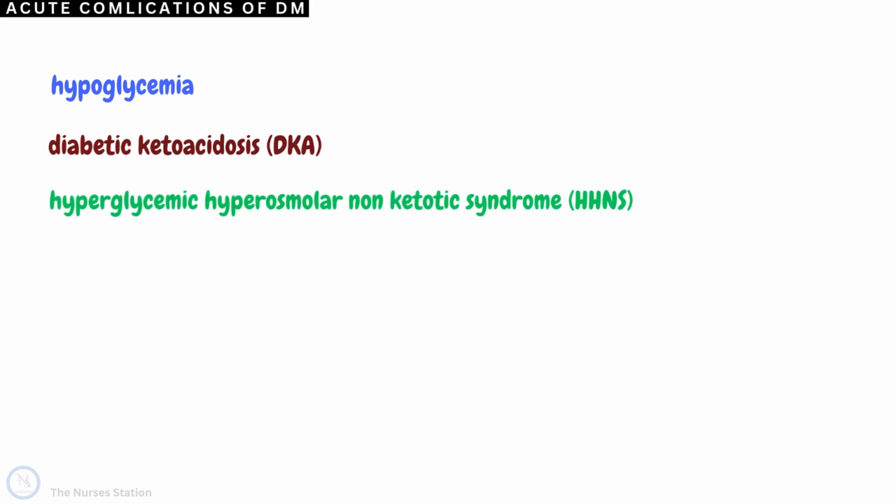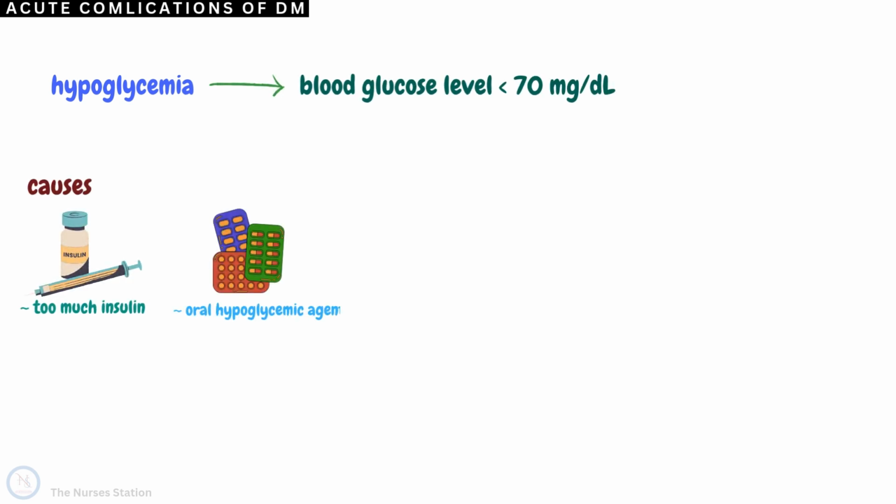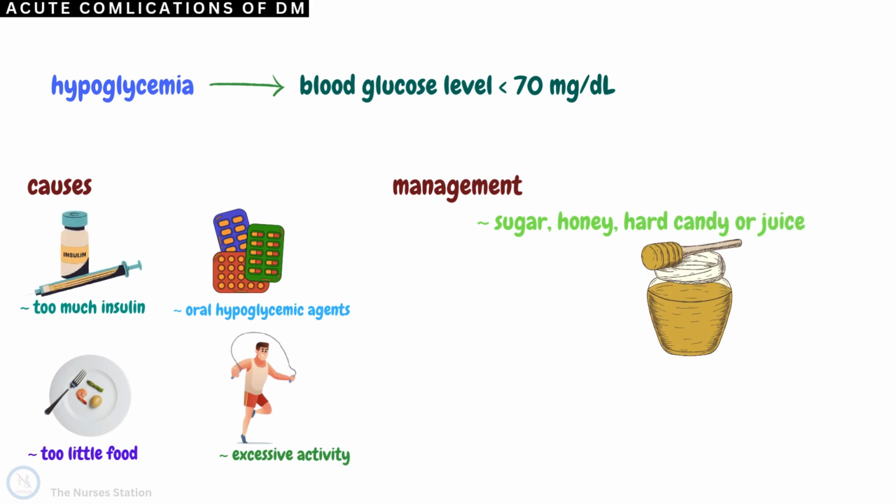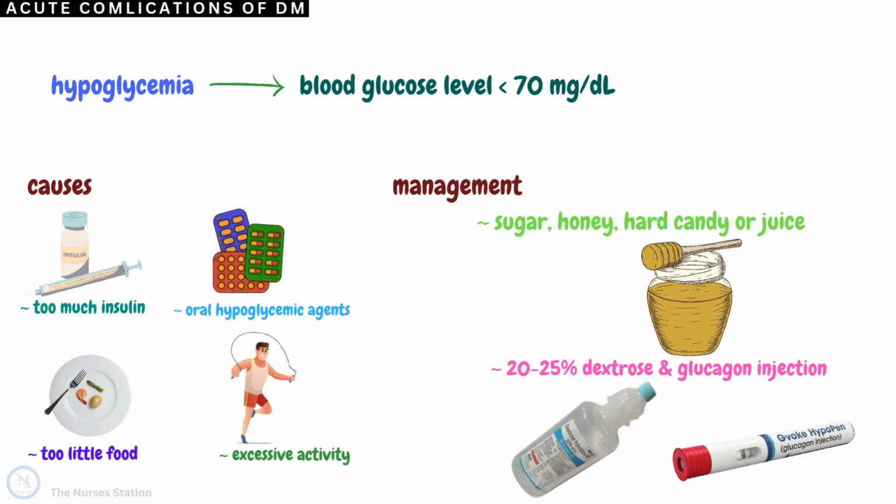The acute complications of diabetes are hypoglycemia, diabetic ketoacidosis, hyperglycemic hyperosmolar non-ketotic syndrome, and diabetic coma. Hypoglycemia is the condition where blood glucose level is below 70 mg per deciliter. This can be due to too much insulin, oral hypoglycemic agents, too little food, or excessive activity. This condition is treated with simple carbohydrates like sugar, honey, hard candy, or juice. In severe hypoglycemia, 25 to 50% dextrose and glucagon injection are given.